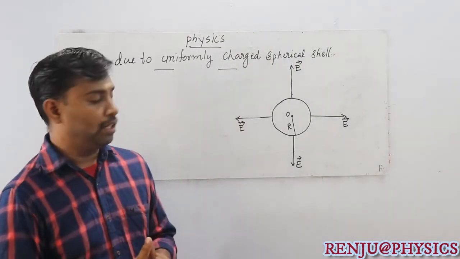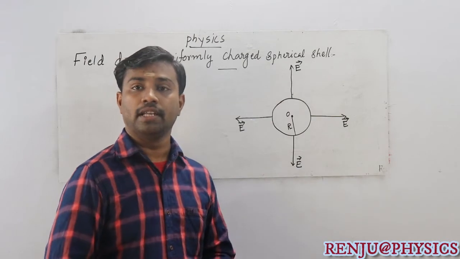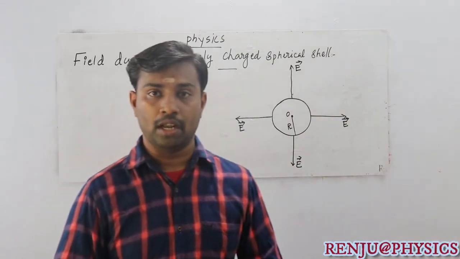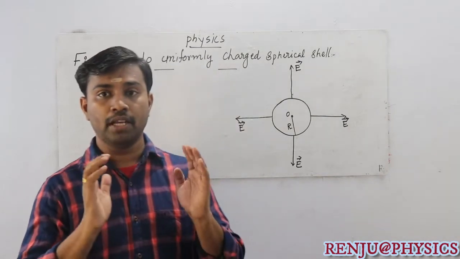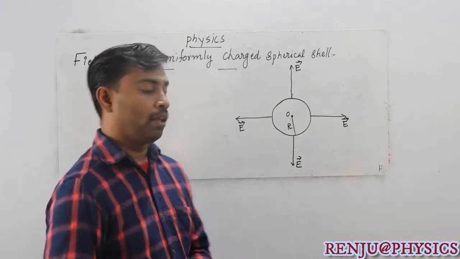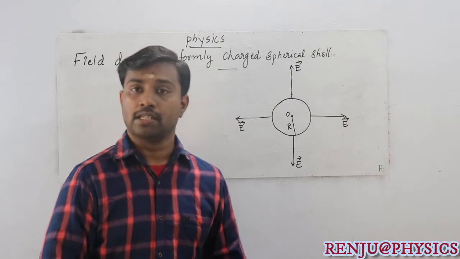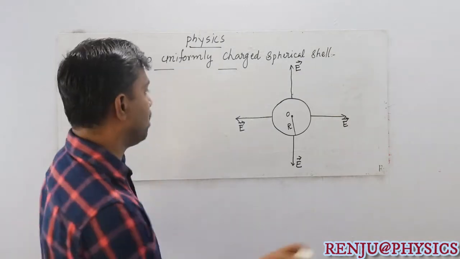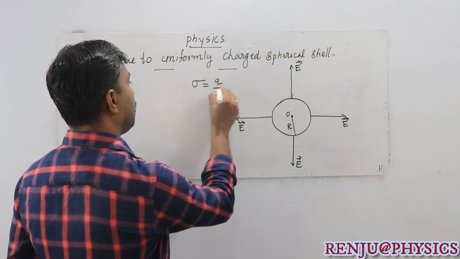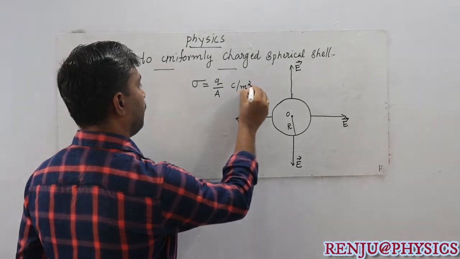So here we consider a spherical shell. Capital R is the radius of the spherical shell, and charge is uniformly distributed over the surface of the shell. It has surface charge density sigma, given by Q by A, in coulomb per meter square.